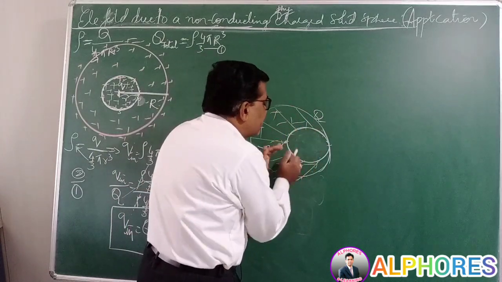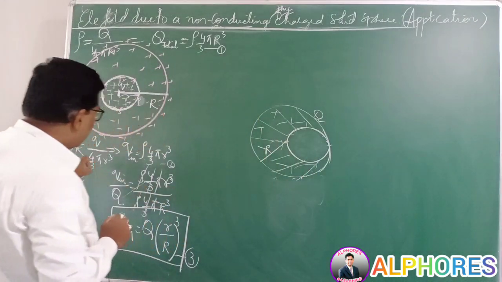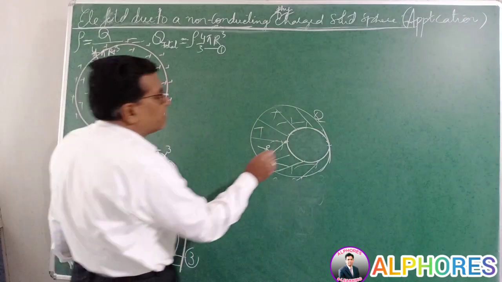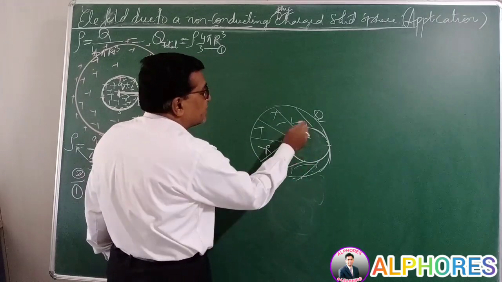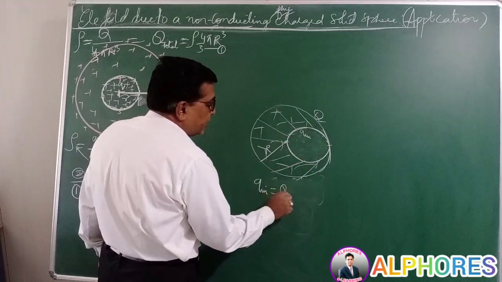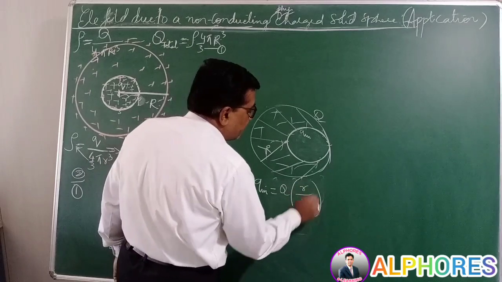at any place the charge per unit volume is constant. So rho is constant. Therefore the charge contained inside, Q inside, in the smaller sphere is capital Q times small r by capital R whole cubed.